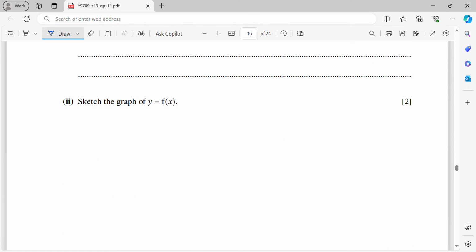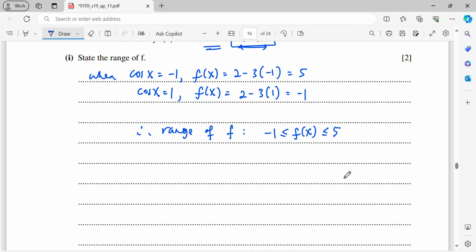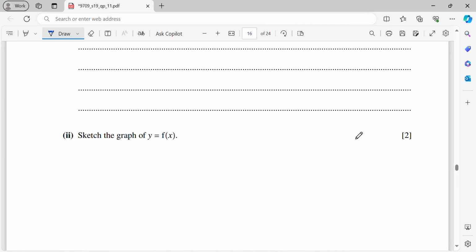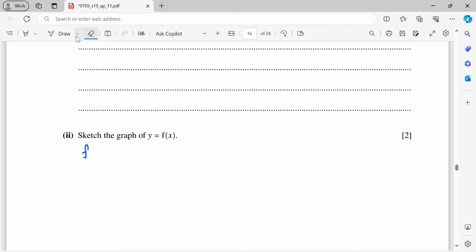Now part 2, sketch a graph. Okay, so we know that the y value will be from minus 1 to 5. Okay, so now I copy the question first. Your f(x) equals 2 minus 3 cos x.